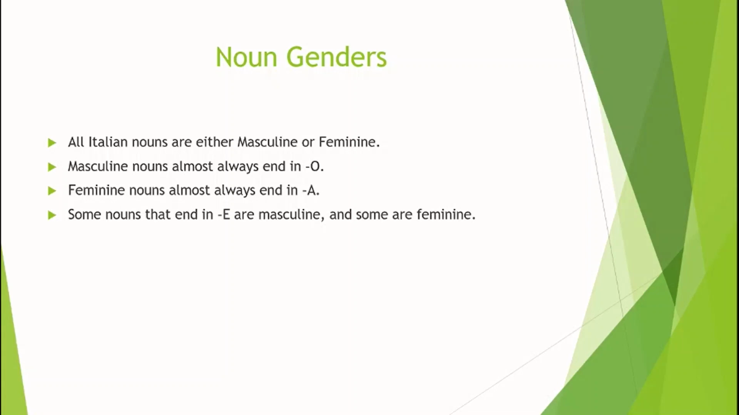And when I say either gender, I don't mean that they switch back and forth. They have a fixed gender. It's just that you see a noun, it ends in E, it could be masculine or feminine. So some of them that end in E are masculine and some of them are feminine. All right, so I'll give you some examples and you'll see.